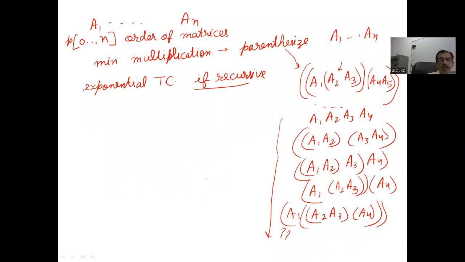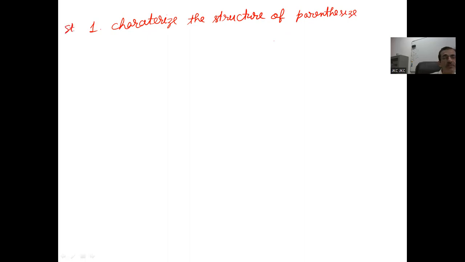But now we have to think how DP can be used, or how it is a DP problem in the first place. To find out whether it is a DP problem or not, we have to see whether there is overlapping and how it is recursively solvable. So going further, the first step will always be to characterize the structure of your optimal solution, which effectively means characterizing the structure of a parenthesization. So how will you parenthesize? If you are able to characterize that, then you can take the next step.